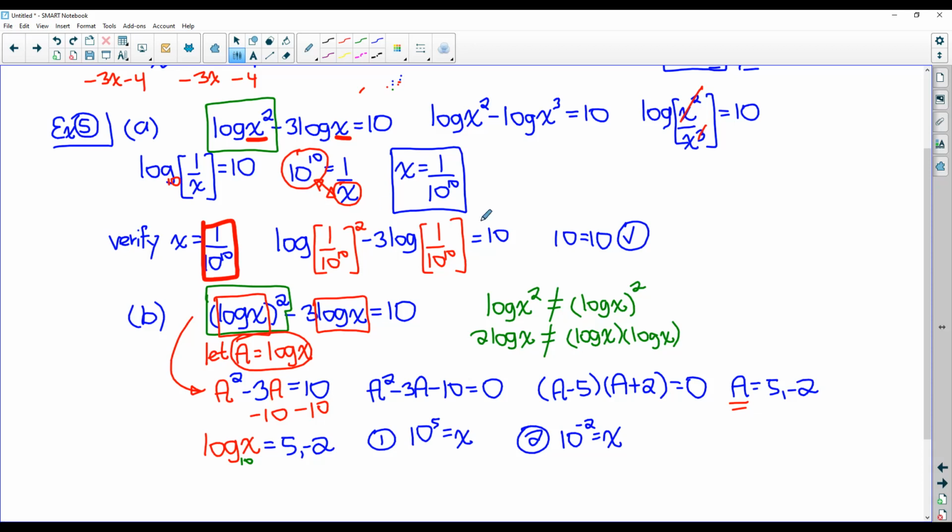I'm not going to show you that work, okay? Just because I want to save time here. But if you do it, they both actually verify. So both verify, therefore x would just be equal to 10 to the negative 2, or you could write it as 1 over 10 squared if you wanted to, and 10 to the power of 5.